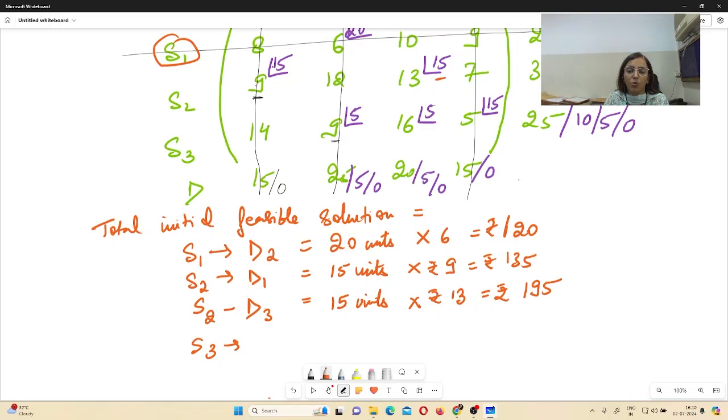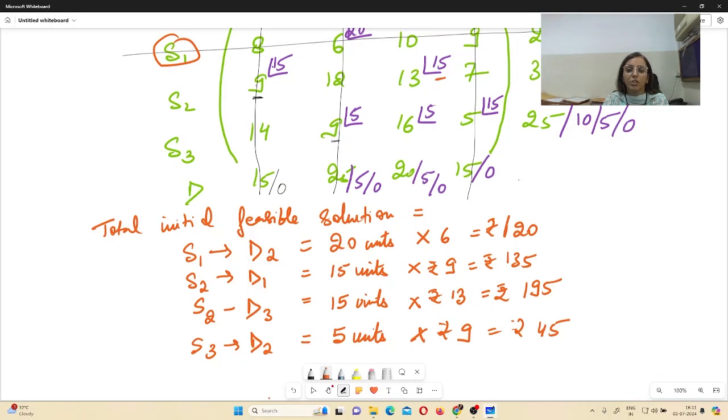Now again from S3, check it from S3, we are transferring to D2. S3 to D2, how many units are there? We transfer 5 units at a rate of rupees 9. So 5 units multiplied by rupees 9 will be rupees 45, right? So S3 to D2 is also done.